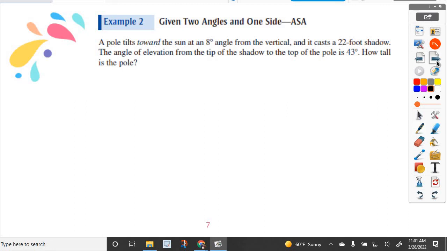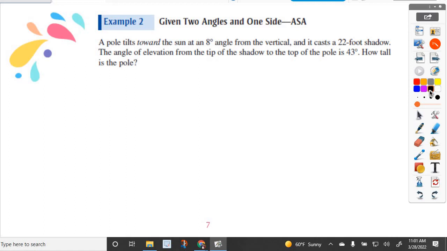So this tells us a pole tilts towards the sun at an 8-degree angle from the vertical and it casts a 22-foot shadow. The angle of elevation from the tip of the shadow to the top of the pole is 43 degrees. How tall is the pole? So what might it be helpful to do? If they don't give us a picture, usually it's helpful to draw a picture.